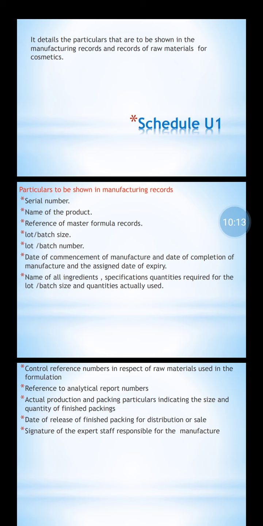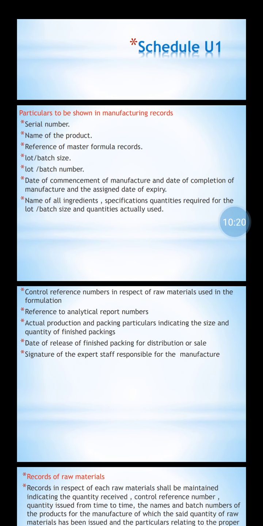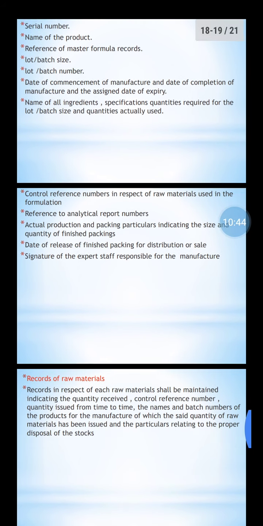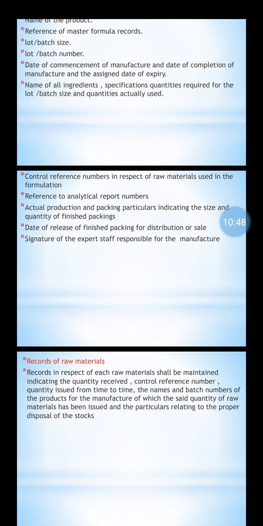Products, reference to master formula records, lot or batch size, lot or batch number, date of the commencement of the manufacture and date of completion of the manufacture and assigned date of expiry, name of all ingredients, specification, quantities required for the lot or batch size and quantities actually used, control reference number in respect of the raw materials used in the formulation, reference to analytical report number, actual production and packing particulars indicating the size and quantity of finished packaging, date of release of finished packaging for distribution or sale, signature of expert staff responsible for the manufacture.